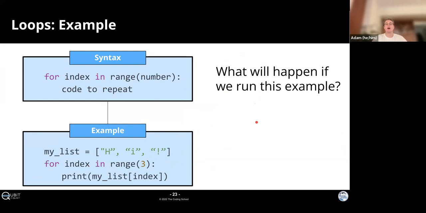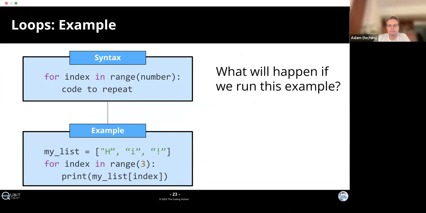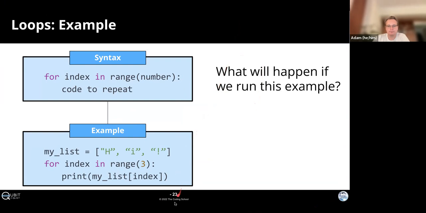So let's see a more complicated case using lists. I know we haven't looked at lists in a little while, but this might be a good refresher. What will happen here? What will we print? What will we print here? Awesome.